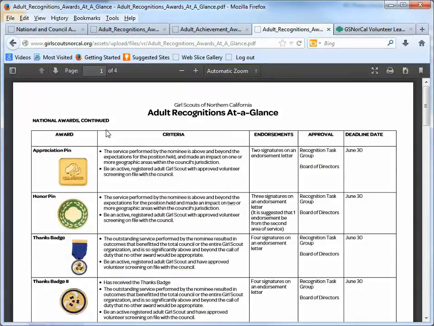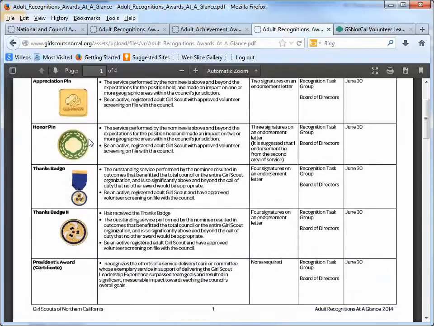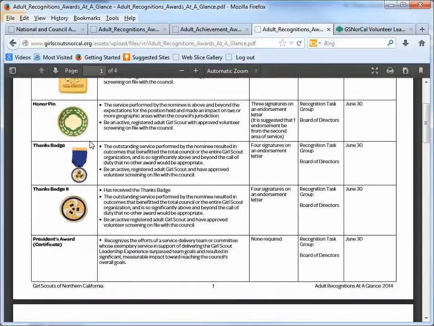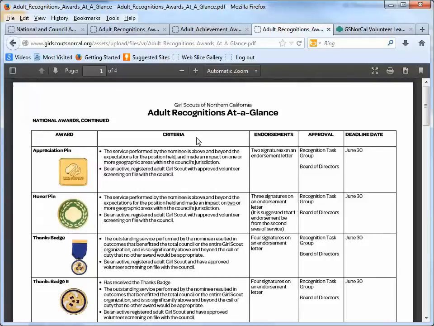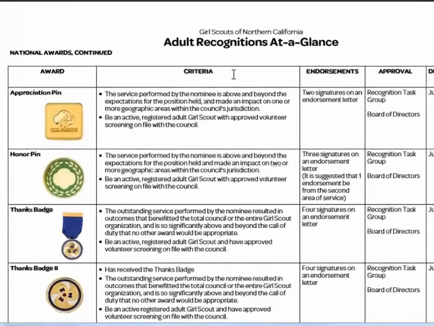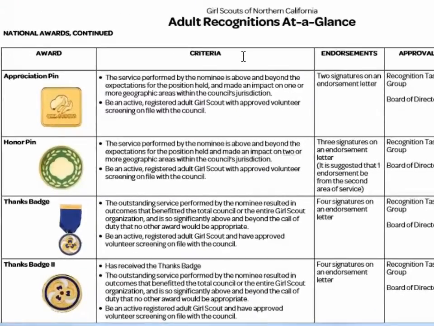When you access the Adult Recognitions at a Glance, you will see that there are two types of awards. The first is the GSUSA National Awards, which include the Appreciation Pin, Honor Pin, Thanks Badge 2, and the President's Award. You will also notice the criteria listed for each award. Pay close attention to the criteria because you'll want to make sure your candidate fits the criteria for the award that you want to nominate them for.